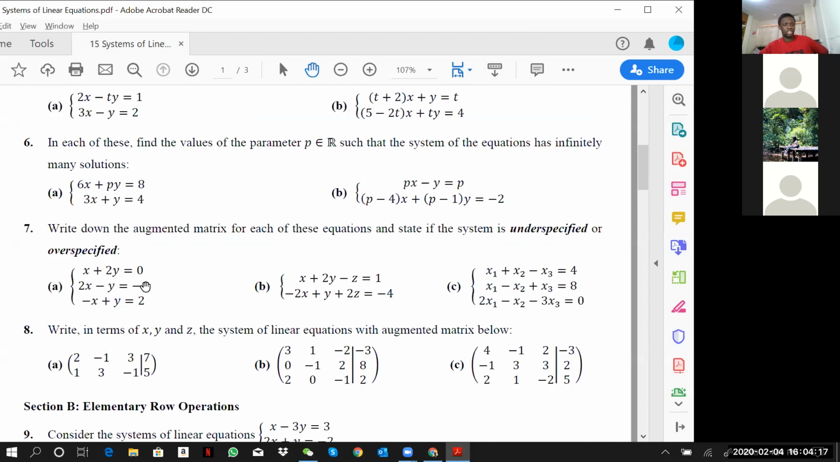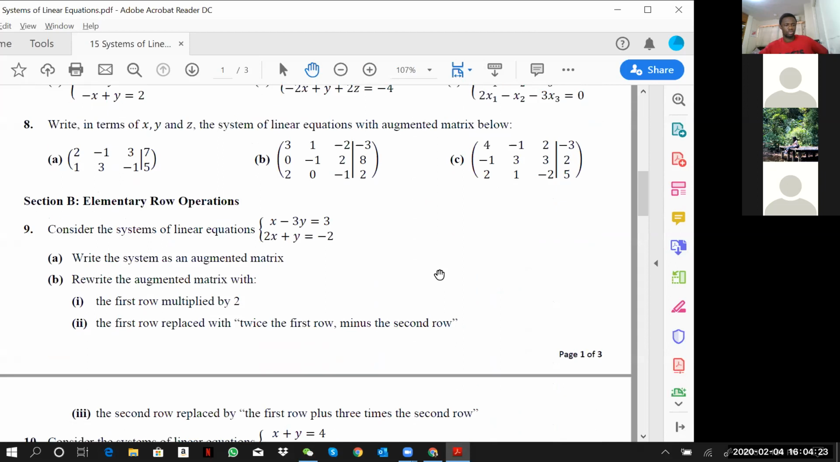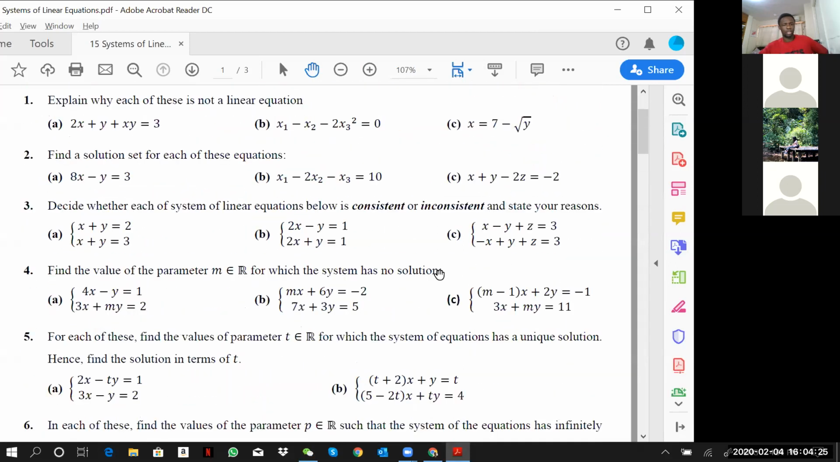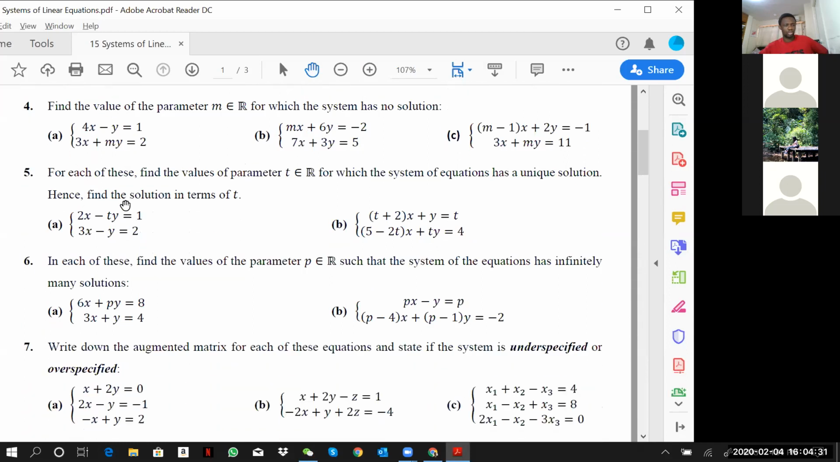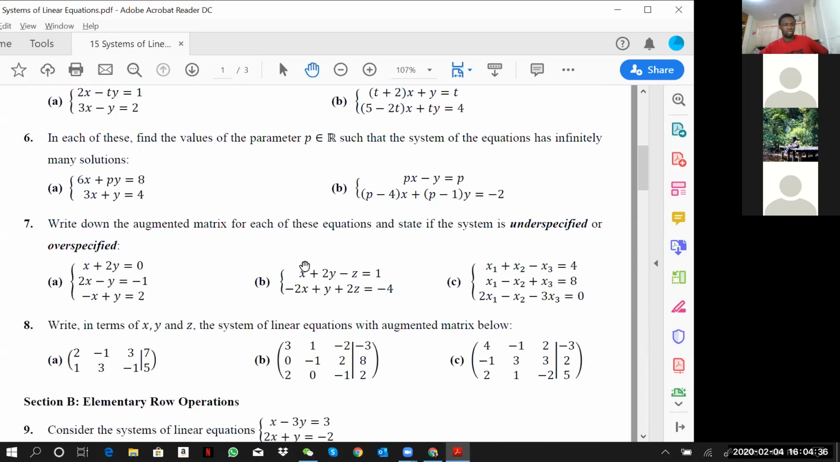Augmented matrix. Just decide, just think about, is this underspecified or overspecified? You don't have to do it, don't worry, okay? You don't have to do it. So we will talk about that tomorrow. So we will begin from this section tomorrow, when it has unique solution and when it has infinitely many solutions. Then we will discuss augmented matrix.